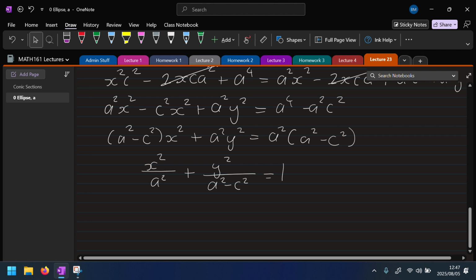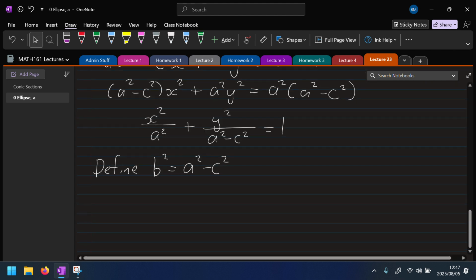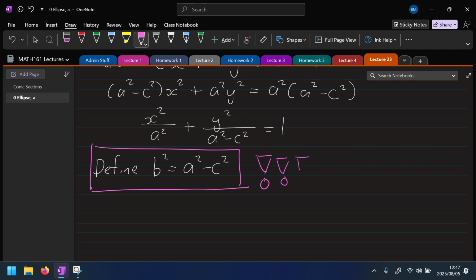Okay, and finally, to make it look a little bit nicer, we're going to define b squared to be that denominator, a squared minus c squared. Please put a big box around that. That will be very important. So this b squared that we're introducing will be a squared minus c squared. Please don't just write b and not know where it comes from.